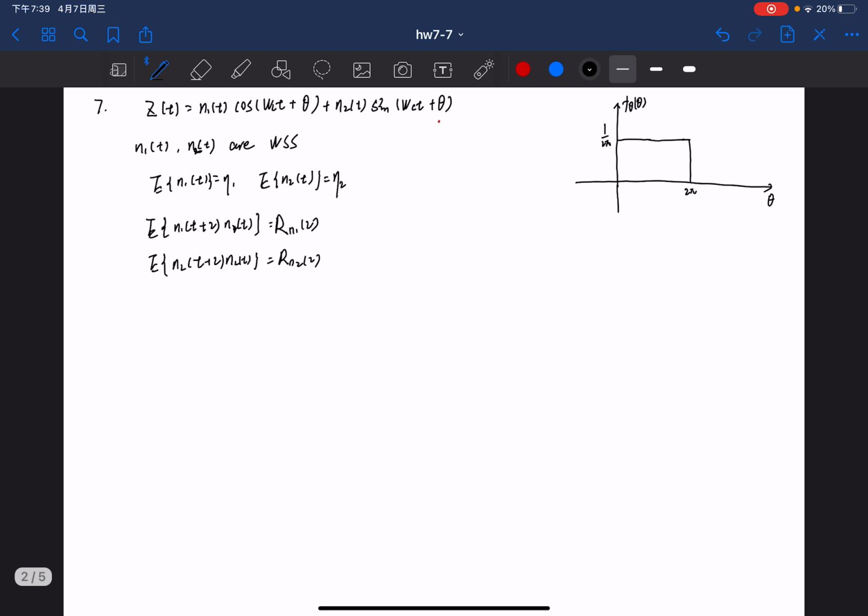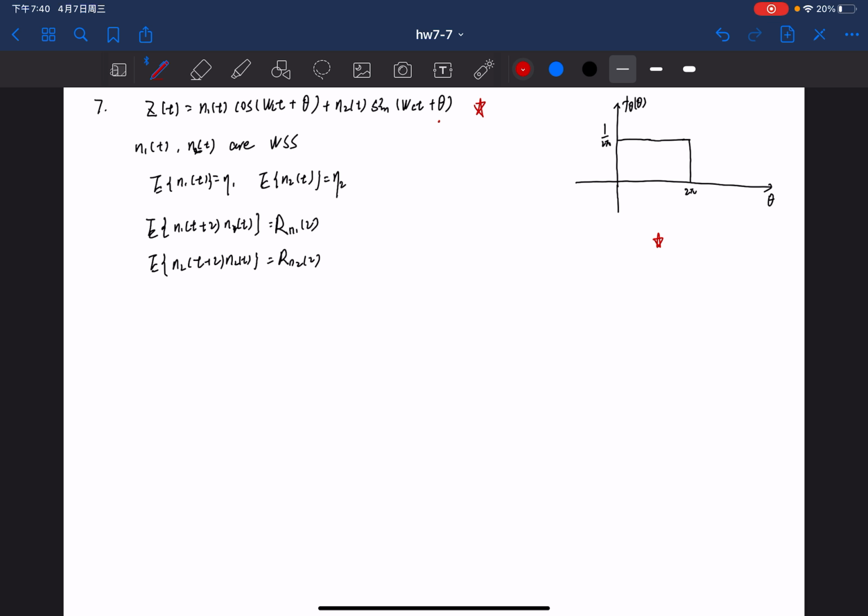In this question, from the statement in the question, we know the expression of Z(t). We also know that theta is a random variable and it is uniformly distributed between 0 and 2 pi. So we know the PDF of theta.